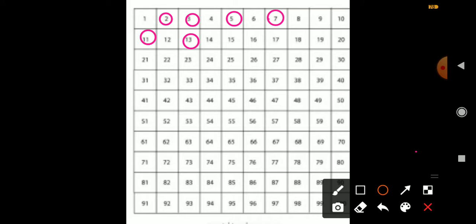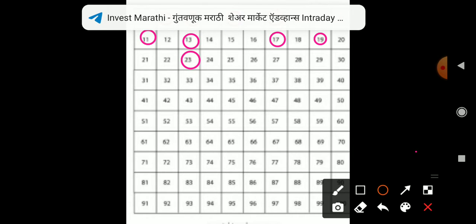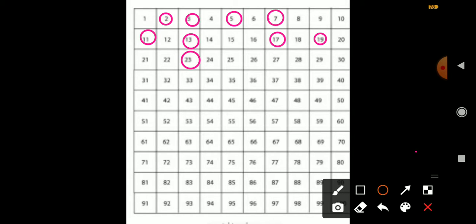16 is also the same: 4 4s are 16, 2 8s are 16, 8 2s are 16. So it is present in more than one table. And then next 17, then 19, then 23. These are the prime numbers till 25. I told you at first I would tell you till 20, but till 25 how many are there? 2 3 5 7 11 13 17 19 23 29.